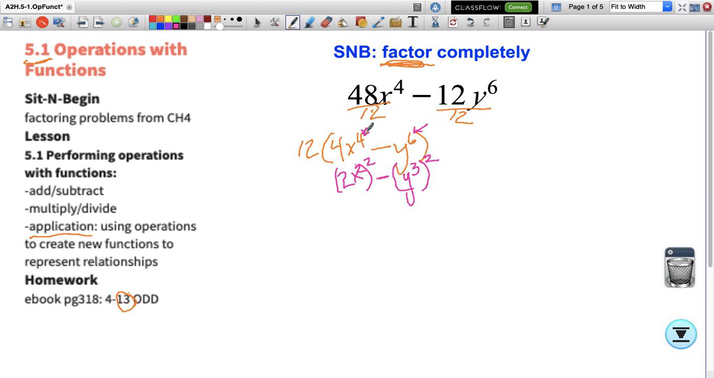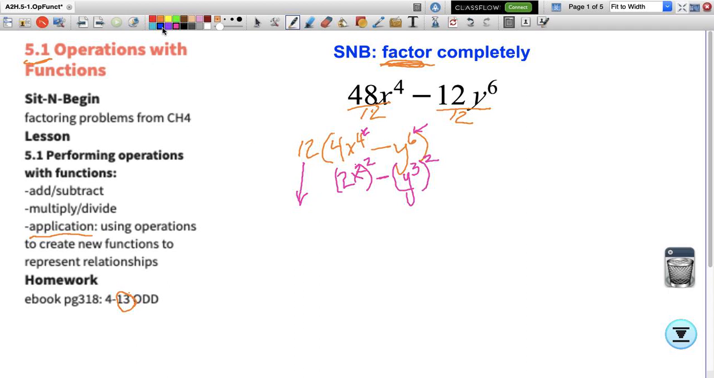Now, another way to double check this, folks, is using our exponent properties. When we have a power to a power, you multiply. So 2 times 2 is 4, and then I would have 2 squared, which is 4, so 4x to the 4th works. 3 times 2 is 6, y to the 6th, oh, it matches up, it works. This is a difference of 2 squares. So now is where you just have to have the difference of 2 squares memorized, okay?